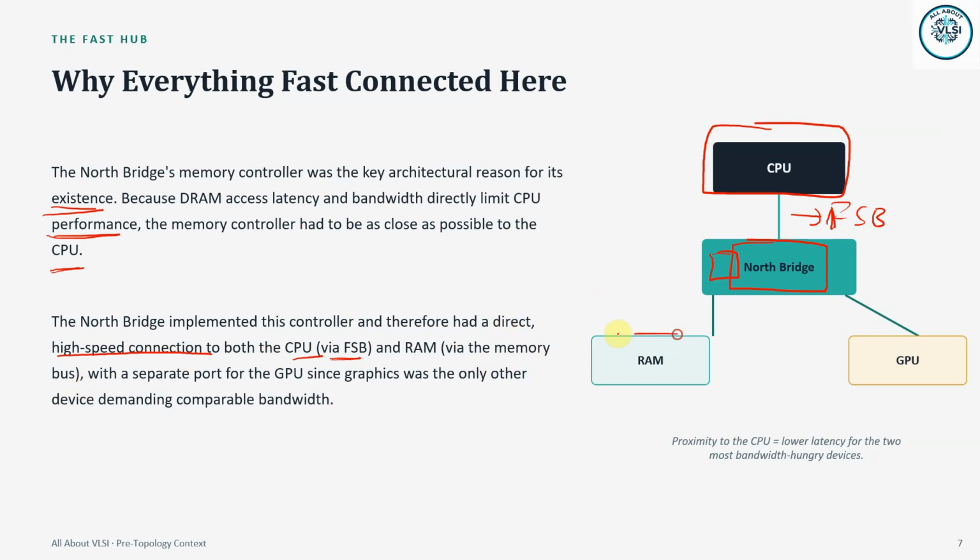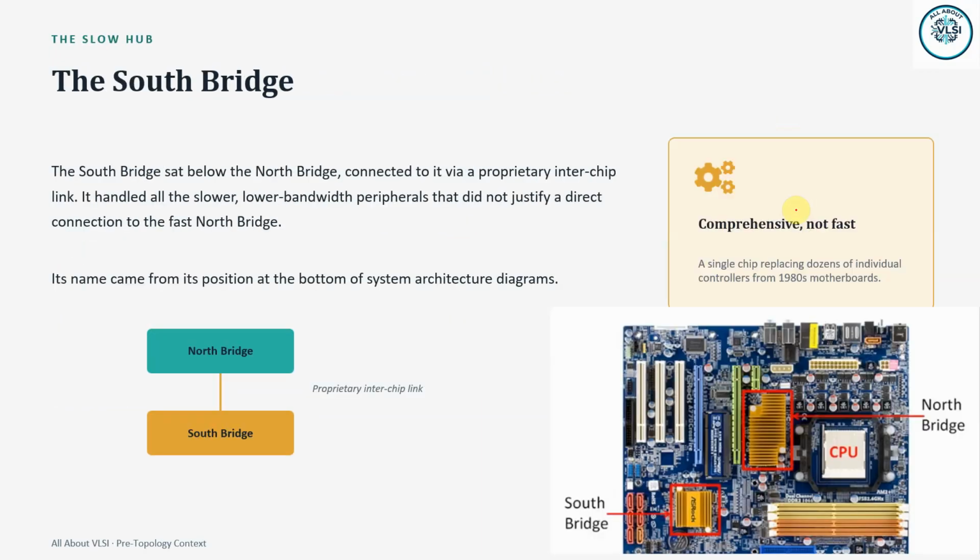So RAM is also going to reach the CPU via this FSB and via the memory bus, with a separate port for the GPU, since graphics was the only other device demanding comparable bandwidth. This GPU has its own separate bus, RAM has its own separate bus, and the North Bridge is connected to the CPU via the FSB. So this is how your North Bridge helps reduce the latency.